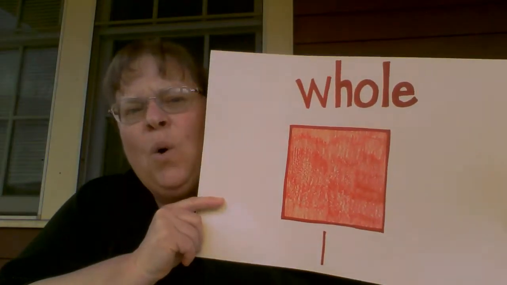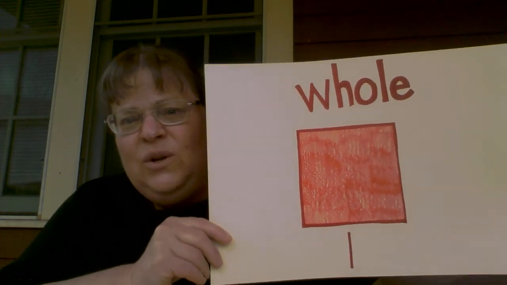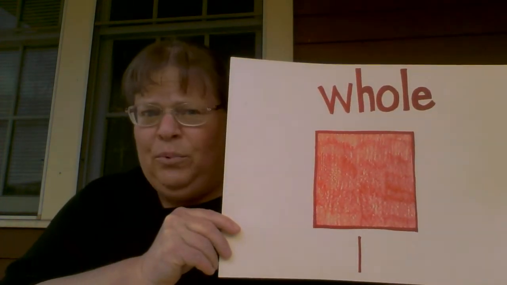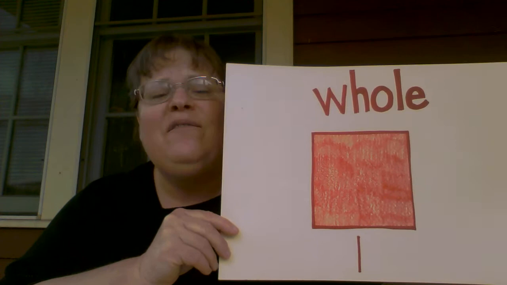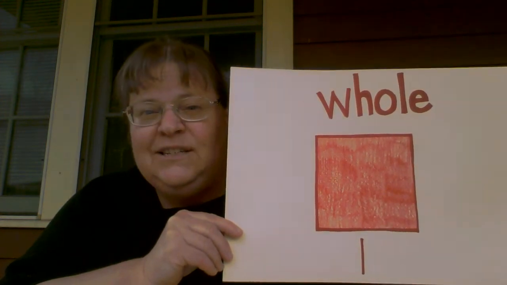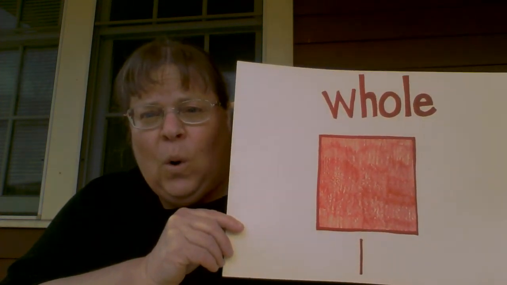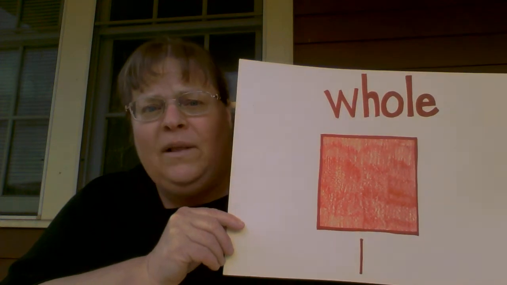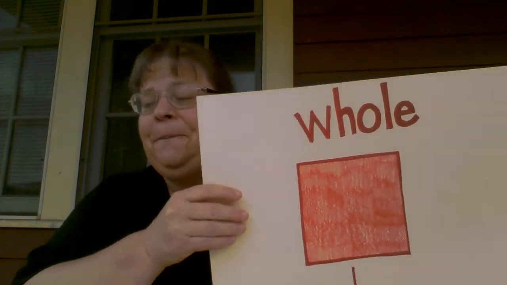Today we're going to learn about fractions. And fractions mean taking something and seeing what part of it you have. So for example, the first one is the easiest. The first one is 1 whole. So if you have something, you don't break it, you don't cut it, you have the whole thing. So we call that 1 whole. This is 1 whole red square.